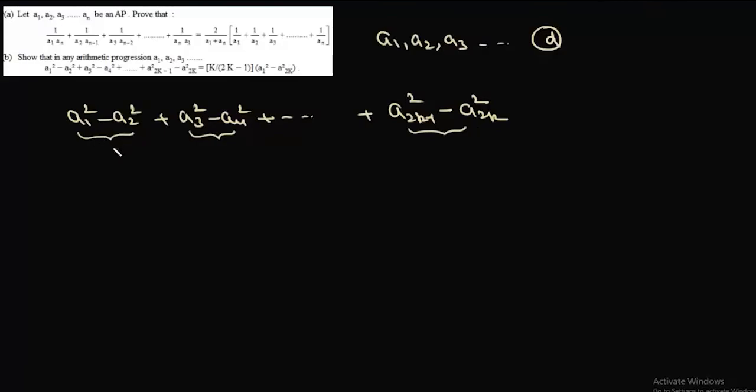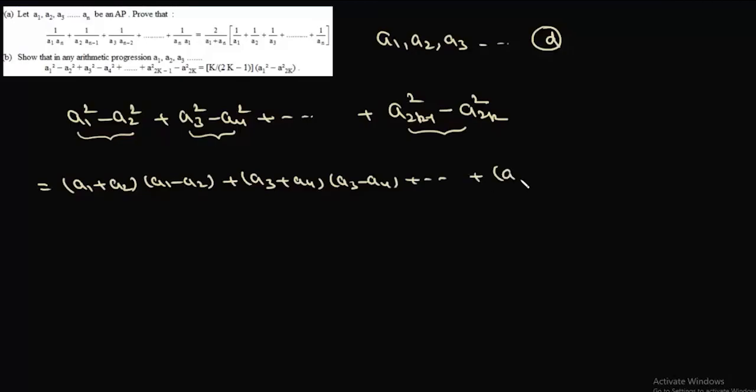So this is a square minus b square, so we can write this as a plus b into a minus b. So there will be a1 plus a2 into a1 minus a2, and this is a3 plus a4 into a3 minus a4. I will continue up to a2k minus 1 plus a2k into a2k minus 1 minus a2k. Now we know that in an AP, the difference between any two successive terms is either D or minus D. Since it is A1 minus A2, it will be minus D. It will also be minus D, and in the same way, it is also minus D.